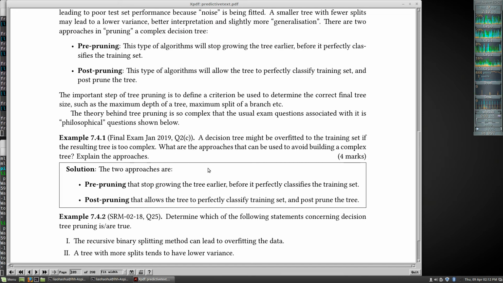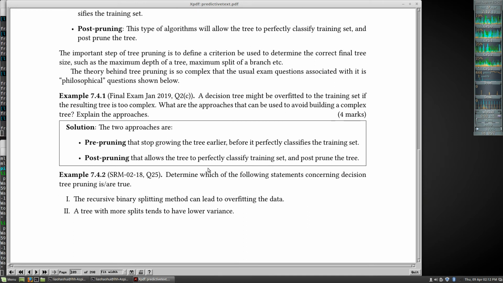Okay, so the main difference between pre-pruning and post-pruning is you do it while you are growing it, or after you have grown it then you start to cut it down. Okay, saving some memory, right? So pre and post. The SOA exam question also more or less asks something similar. That's why I put it here.